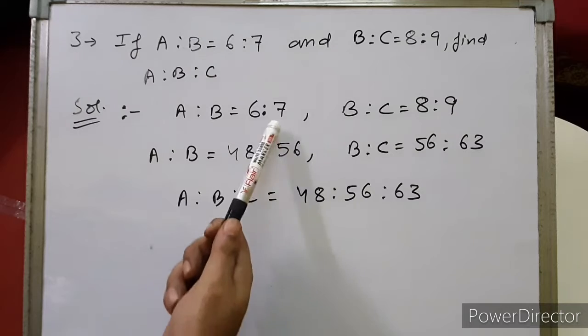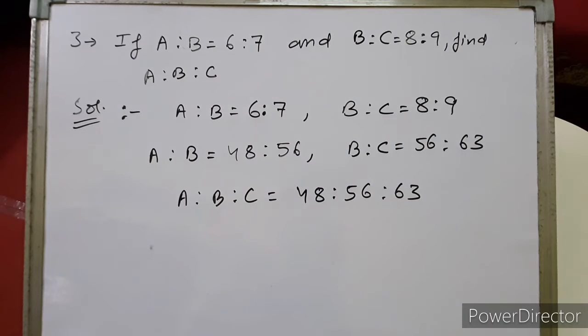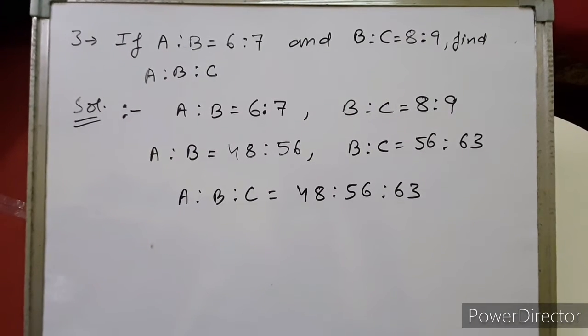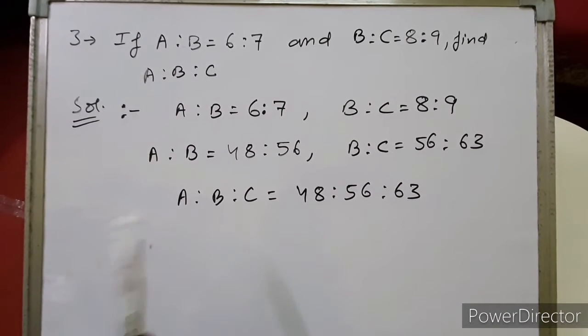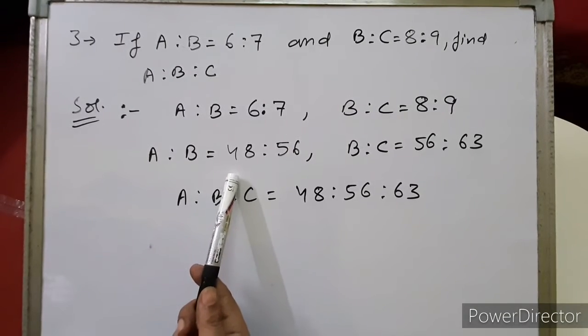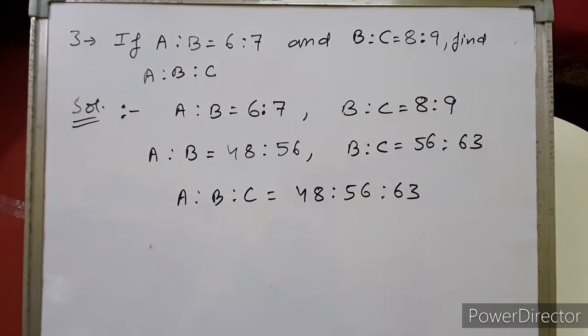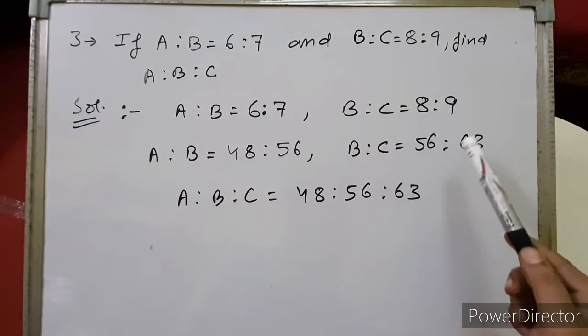So the LCM of 7 and 8 is 56. So how we can make this 7 as 56? By multiplying 8 in both the terms, right? So when we multiply 8 in 6, we will get 6 8s are 48 and 56. Now when we multiply 7 here, in both the ratios?